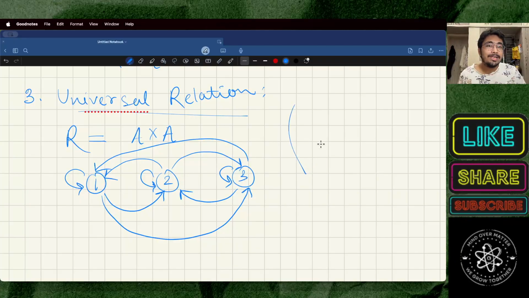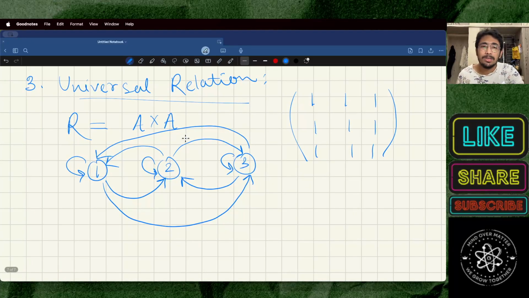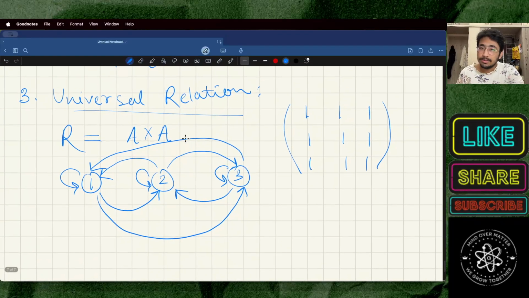So the matrix representation will help us out here. All the elements look like 1 because every relation is present. That's why we use two different representations. Sometimes the digraph is a mess, sometimes the matrix is hard to construct, and then we use one or the other. It's not that important which one you use. So this is a universal relation.